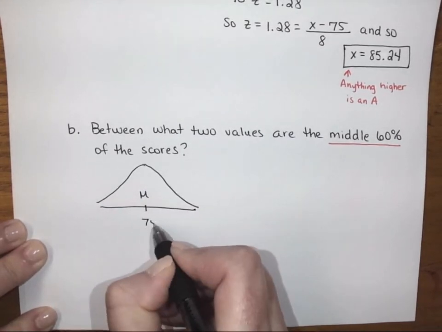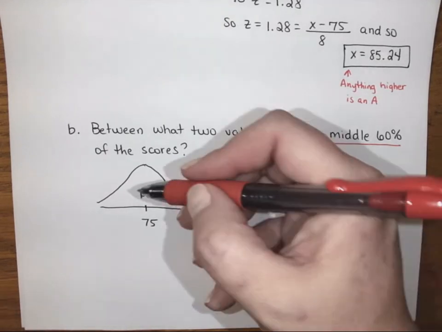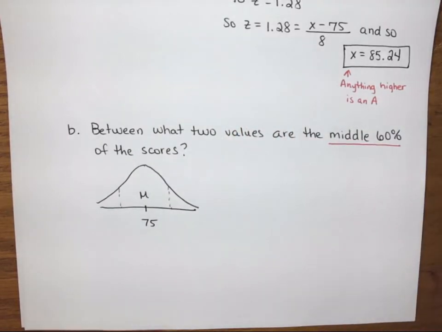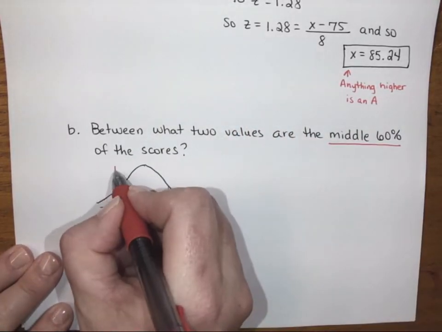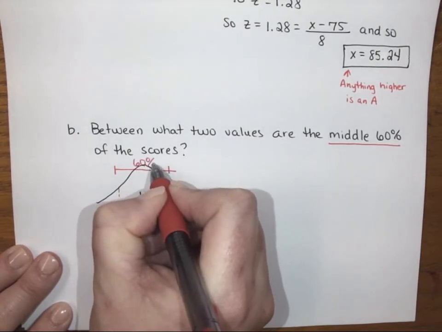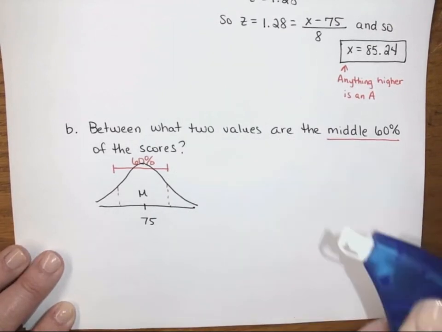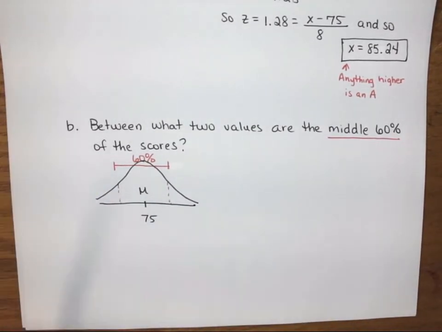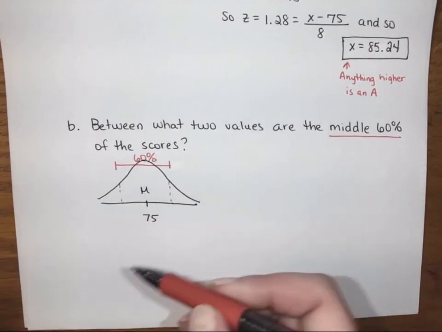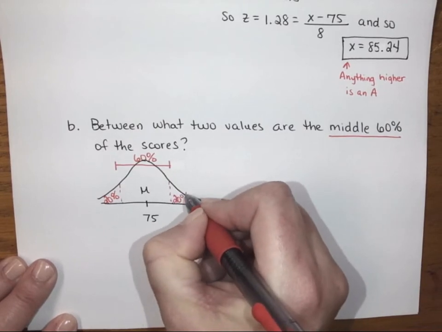So 75 is where we think we're going to be. That's the center. And so it's asking you to bound or figure out what the middle 60% is. Okay, so from here to here, we're at 60%. So if we're at 60% from there, that means outside of that 60% would be 40% total, right? Which actually means that this is 20% and this is 20%.